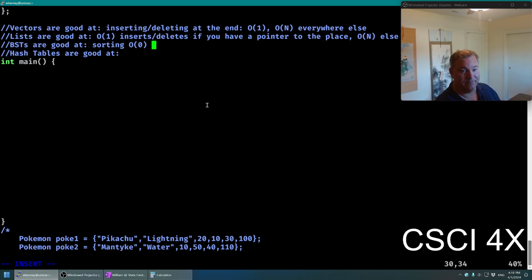Their order is zero for sorting. BSTs are the king. They're always sorted. You don't ever have to sort a BST. You can't even call sort on them. They're done. They're sorted already. It's great. And they have insert.